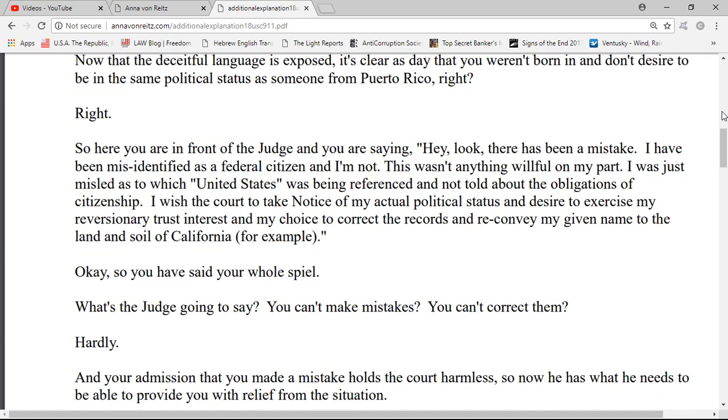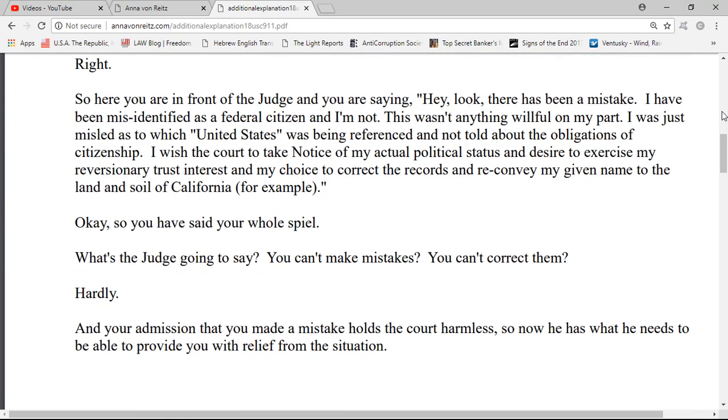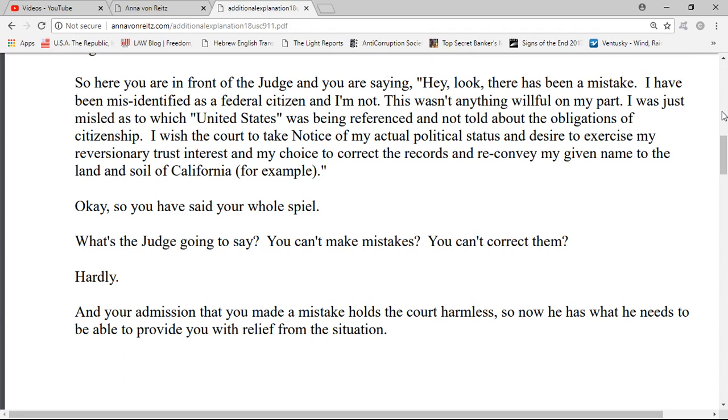Now that the deceitful language is exposed, it's clear as day that you weren't born in and don't desire to be in the same political status as someone from Puerto Rico, right? Right. Nothing wrong with Puerto Rico. So here you are, and I don't think that inferred that at all, but don't be offended.